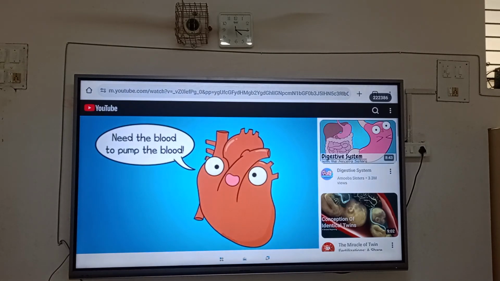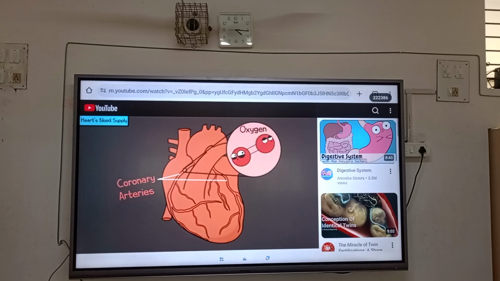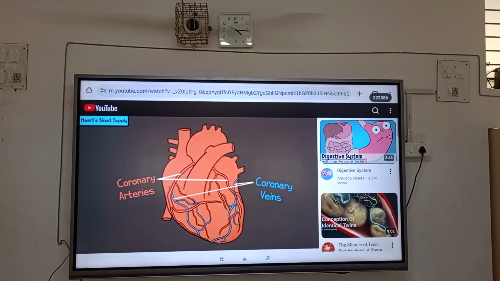Now, I don't want to neglect the fact that the heart needs its own blood supply for delivery of oxygen. The heart receives this blood supply through coronary arteries. Coronary arteries branch off the aorta and eventually lead to capillaries. The coronary artery supplies blood to the heart. The blood will eventually travel in the pathway.